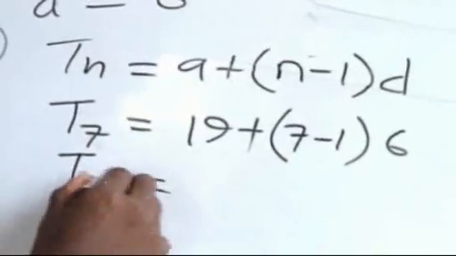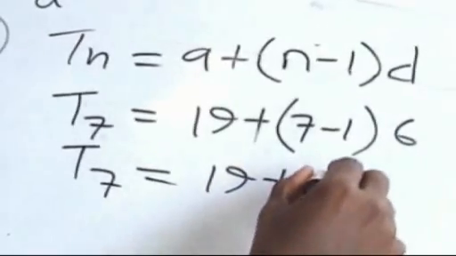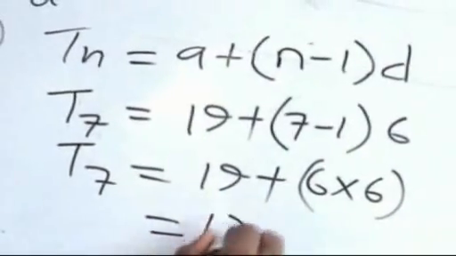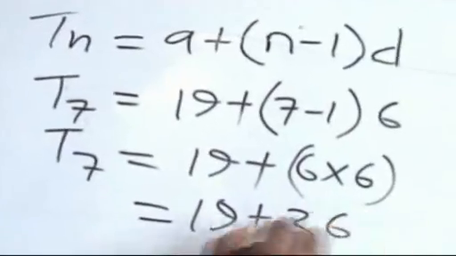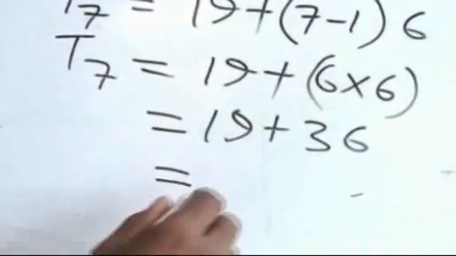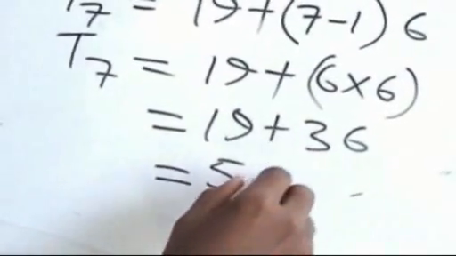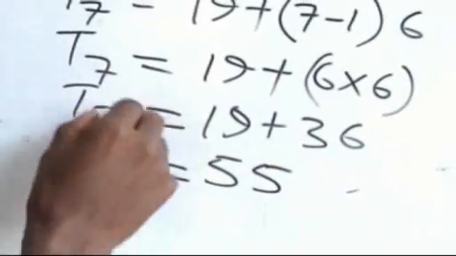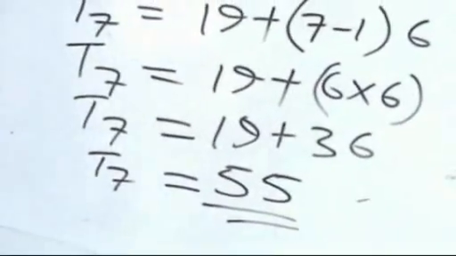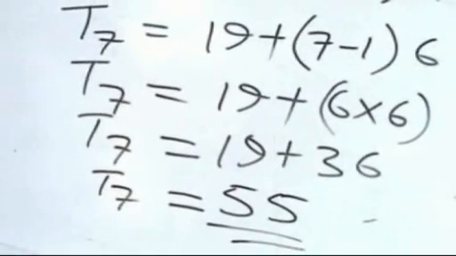Now we have that T7 is equal to 19 plus 6 multiplied by 6. This will give us 19 plus 36. And then 19 plus 36 will give us 55. 55. That is the seventh term of the AP that we'll have on the board as example 2.